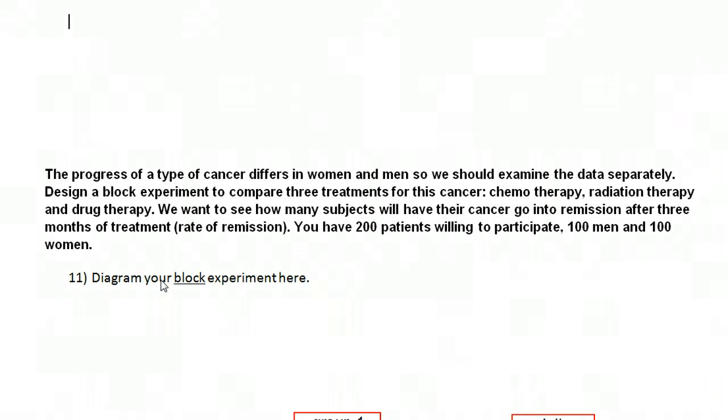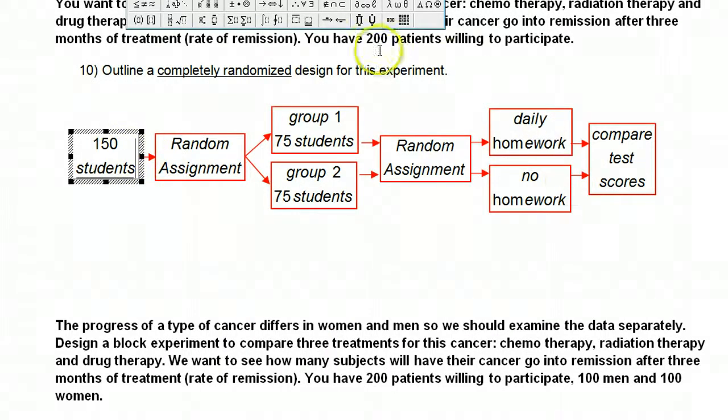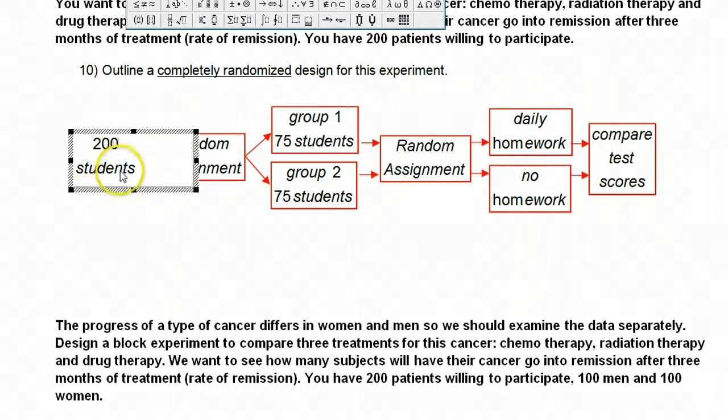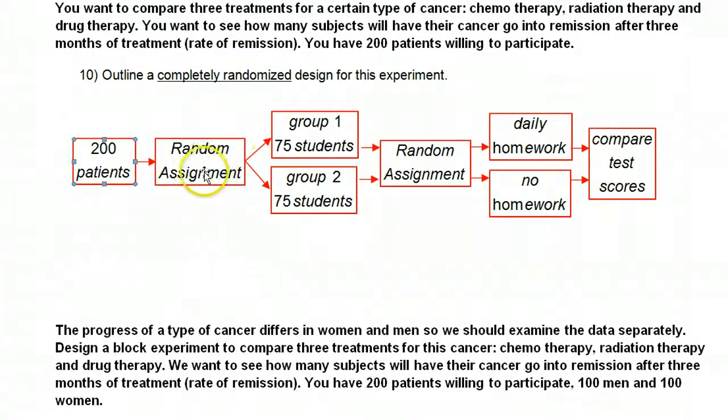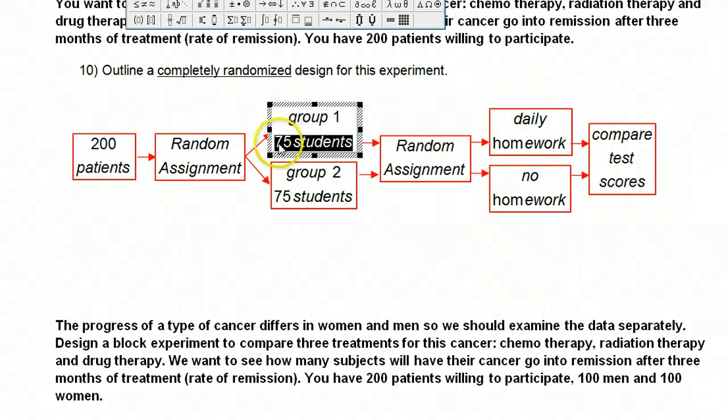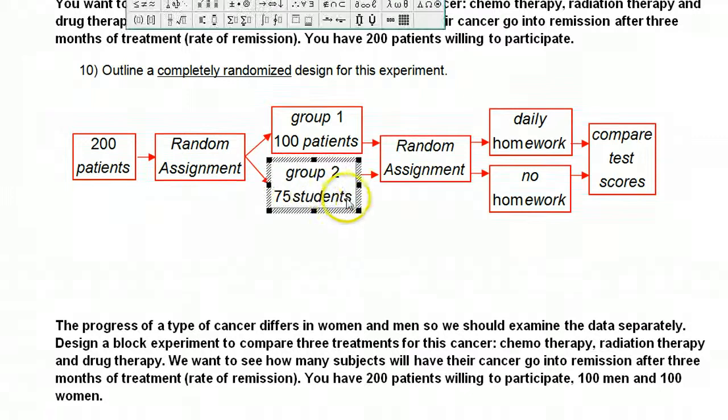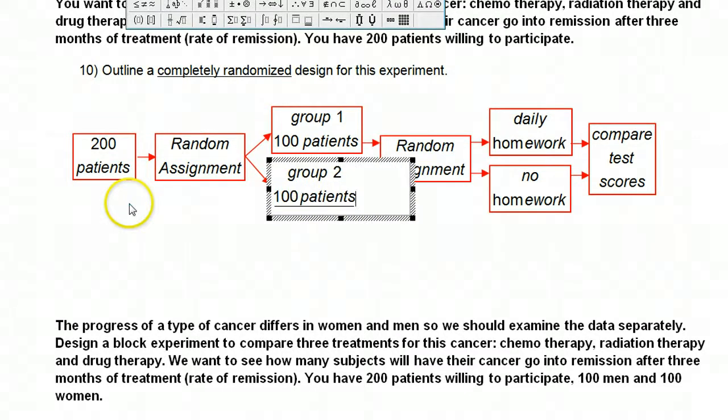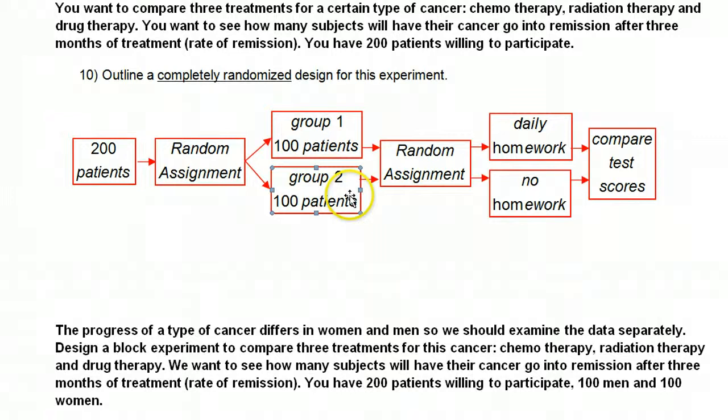I'm back. So I cut and pasted it. But instead of 150 students, I have 200 patients, randomly assigned to their groups. Instead of 75 students, here I'm going to have 100 patients in group 1 and group 2, randomly assigned their treatments.